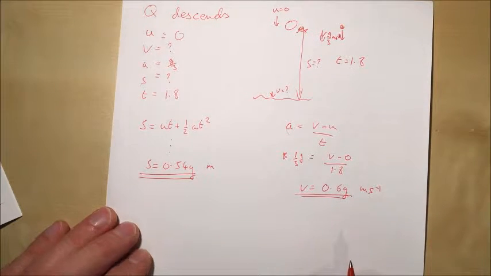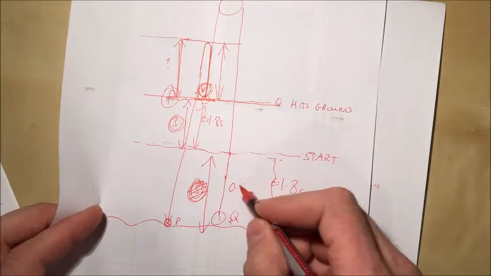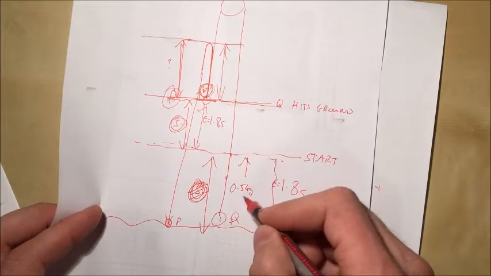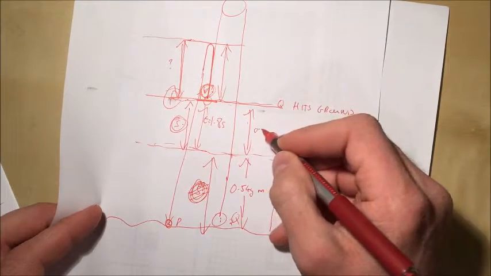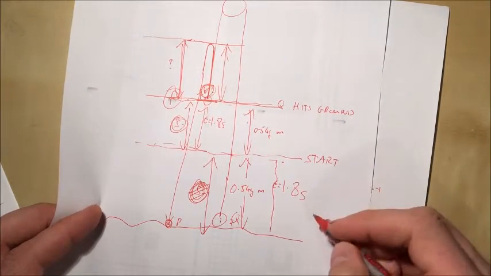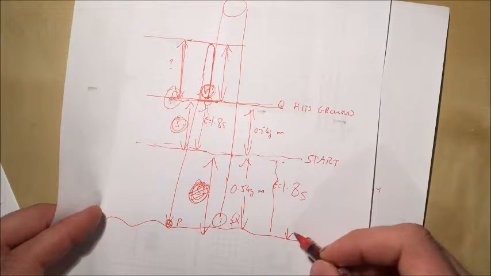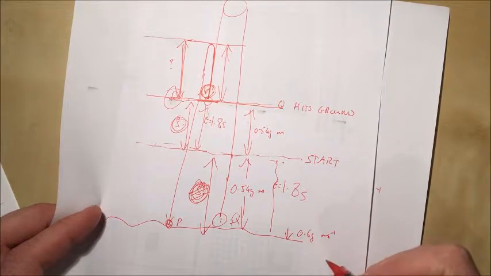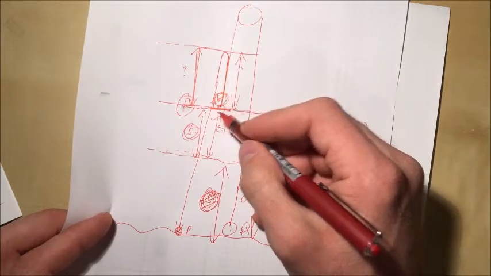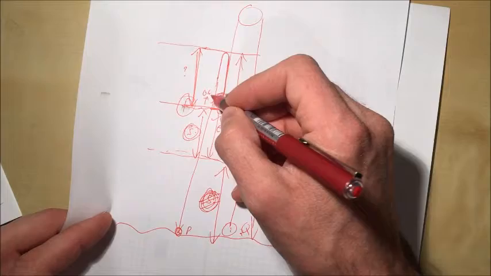So once I know those two, let's see what I found. I found that this distance here is 0.54 G meters. This distance here is 0.54 G meters. And this velocity with which Q hits the ground is 0.6 G meters per second. So that means that this velocity with which P is travelling upwards at this point is 0.6 G meters per second.